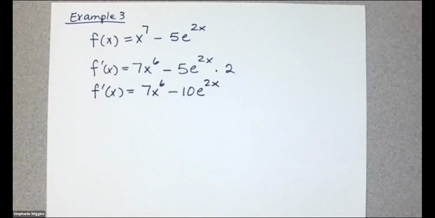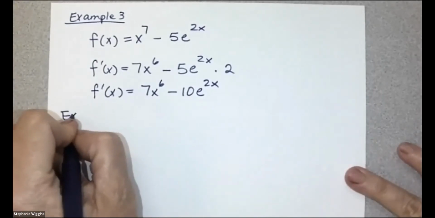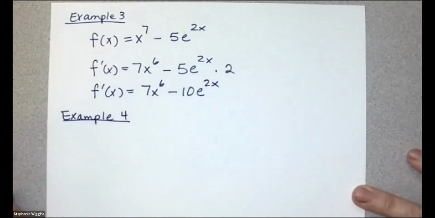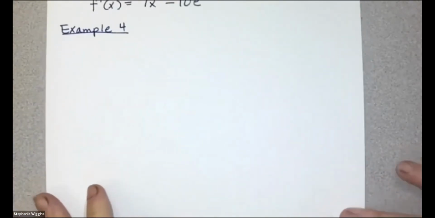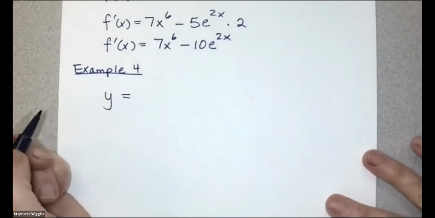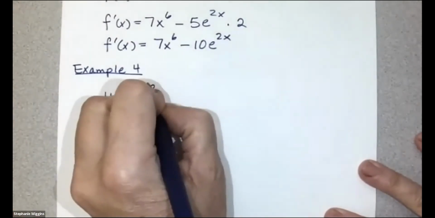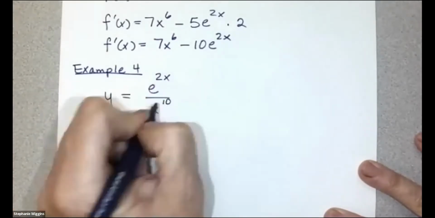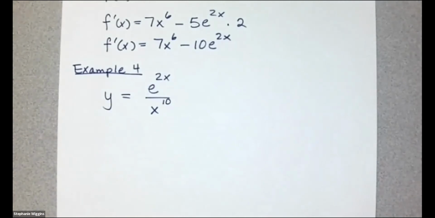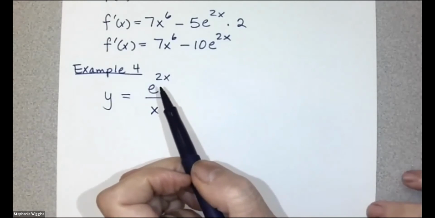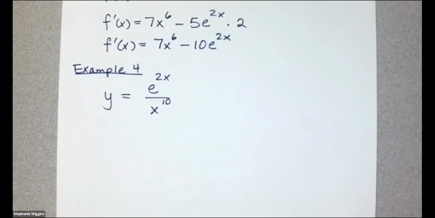Okay, example 4, and I'm just kind of increasing the complexity here of each example, hopefully in a manner that is easy for you to follow. So now we have a function y equals e to the 2x divided by x to the 10th power. All right. Again, you can see we have a power function in the denominator and an exponential function in the numerator, but we're taking the quotient.